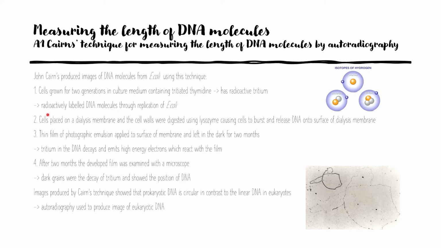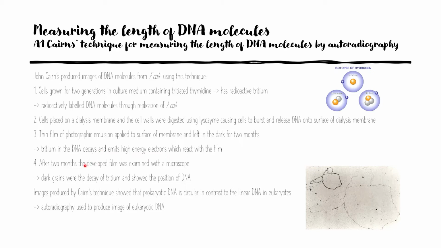This moves on to step 2, where he placed cells on a dialysis membrane, and the cell walls were digested by using lysozyme, and this causes the cells to burst and release DNA onto the surface of the membrane. He then used a thin film of photographic emulsion which he applied to the surface of the membrane. He then left it in the dark for a period of 2 months. The tritium in the DNA decayed and emitted high-energy electrons which reacted with the film.